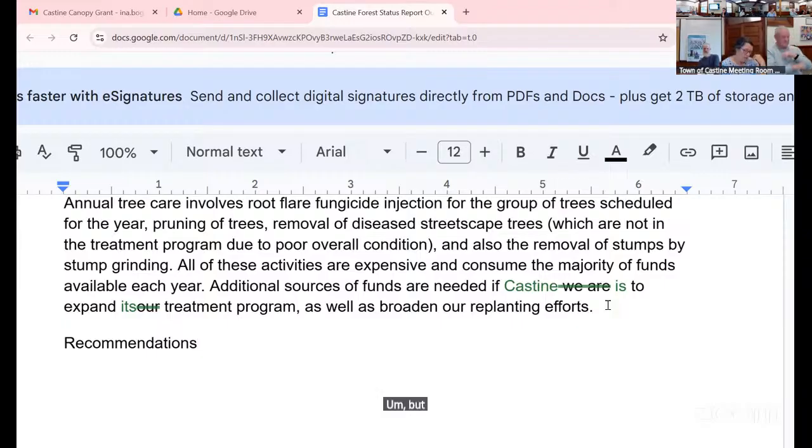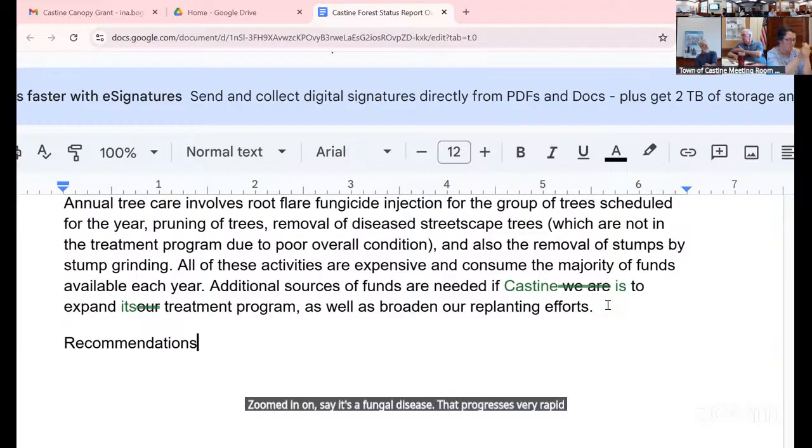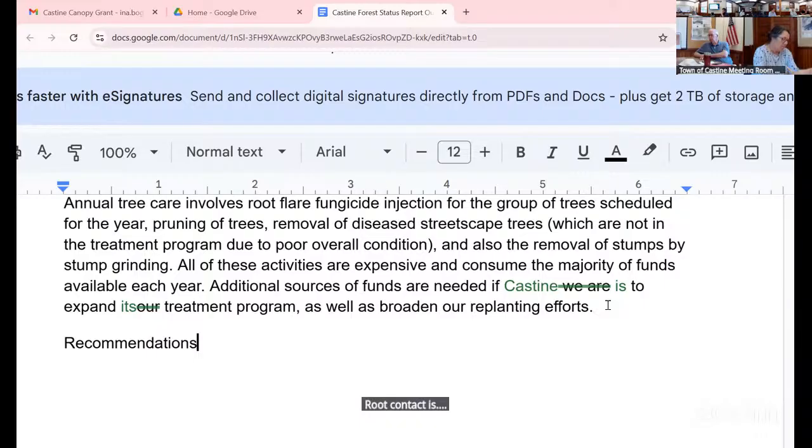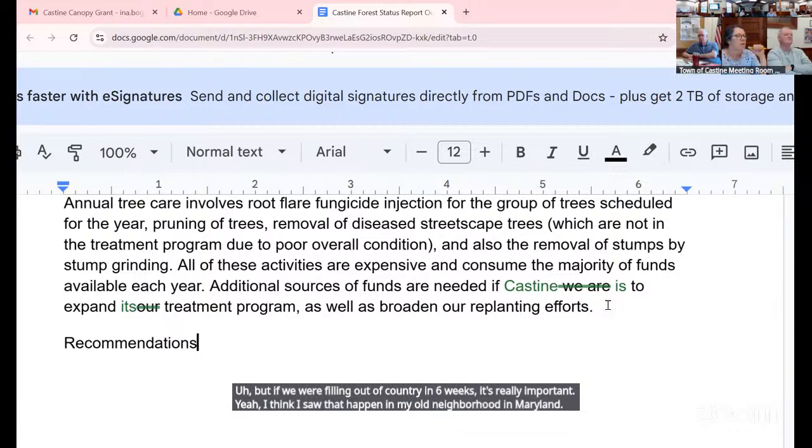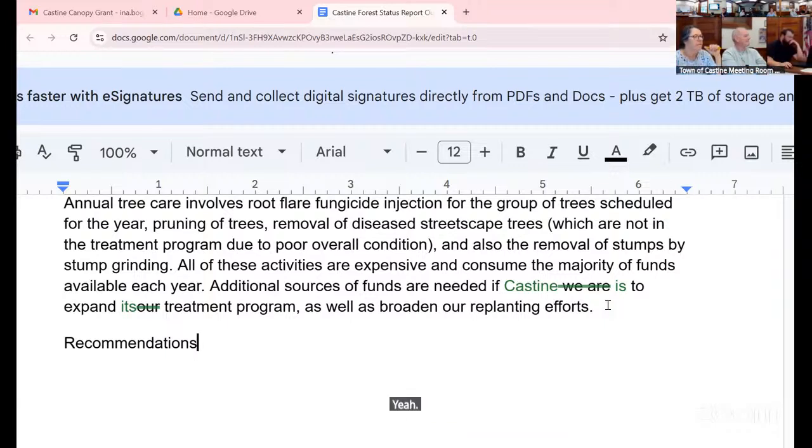But that's what I recall. In the seminar I zoomed in on, they stated it's a fungal disease that progresses very rapidly, and root contact is involved in that whole process. It's capable of killing an oak tree in 6 weeks. Really quick. Yeah, I think I saw that happen in my old neighborhood in Maryland. Yeah, it's quick, and it's a patch.